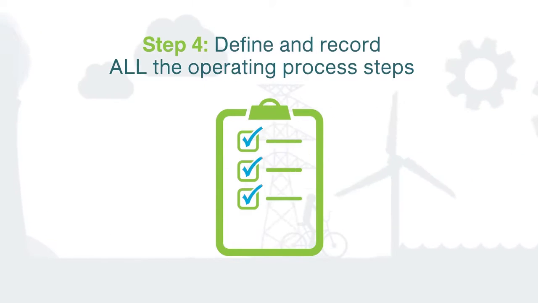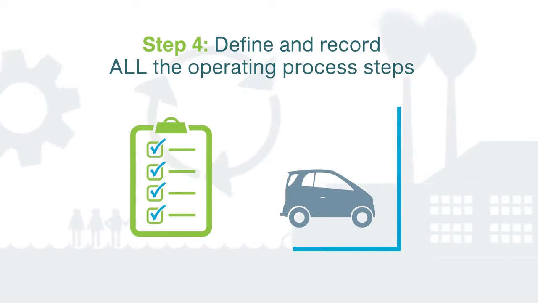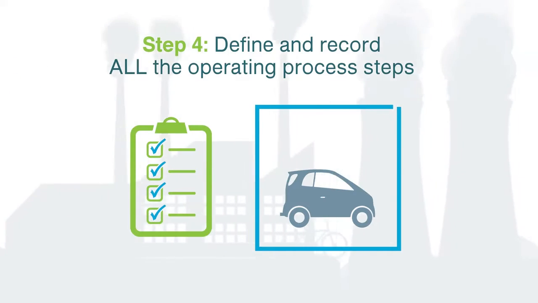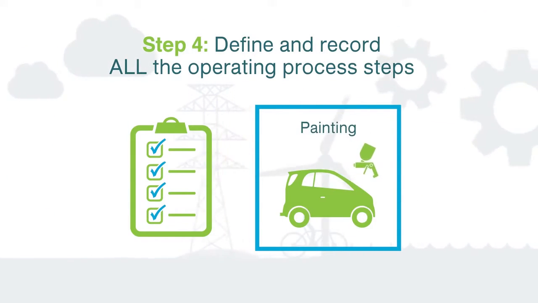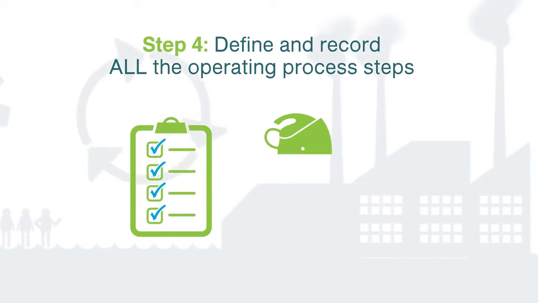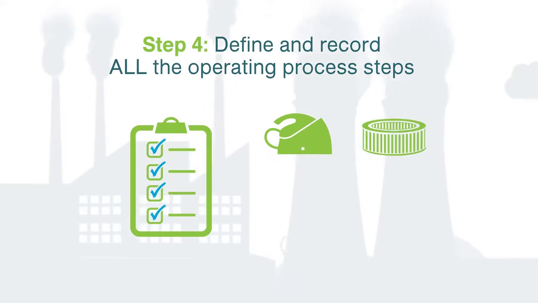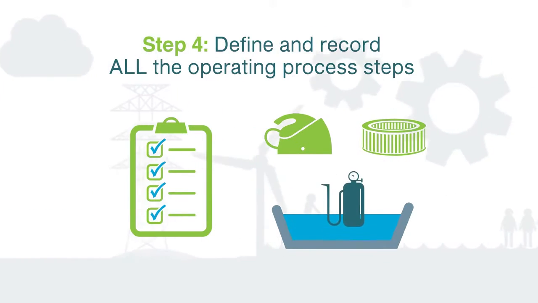Step 4. Define and record all the operating process steps within the selected balance space boundary. These include the pre-treatment, priming, painting, and drying processes using the following equipment: the steam generator, exhaust air filter, and the washing and cleaning of the spray gun and equipment.